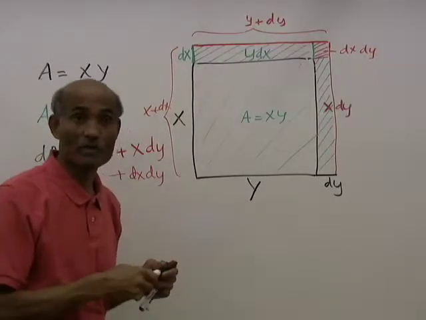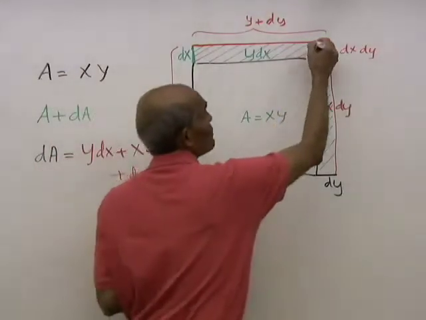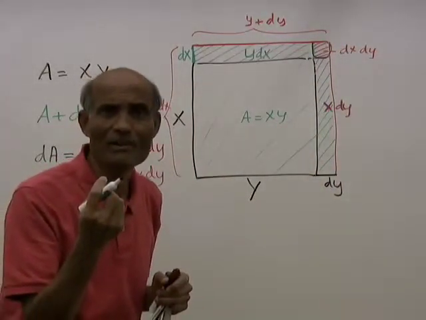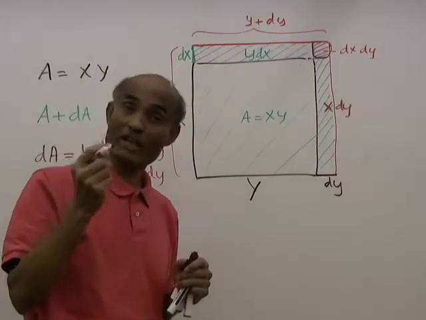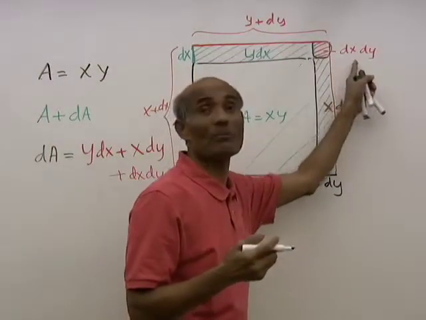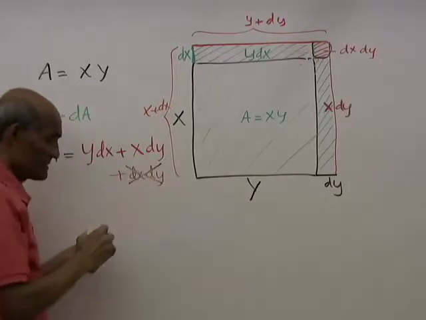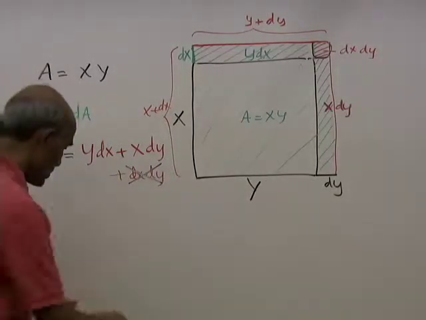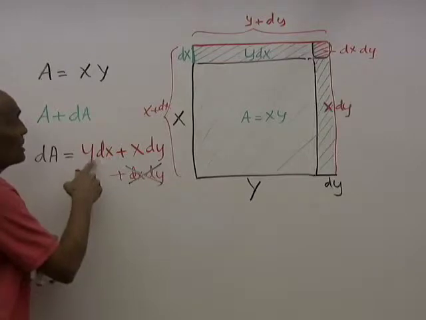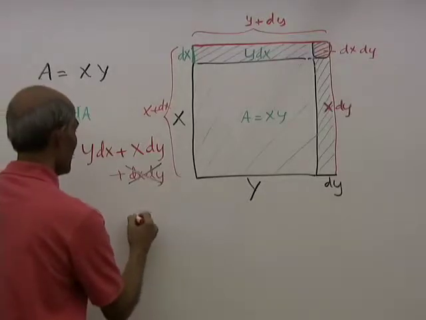Now, in here, I told you that the method we are using is an approximation. When you use the method of approximation, this area is so small. Look at that. dx is a very small increase in the value of x. And dy is, again, a very small increase in the value of y. Therefore, dx multiplied by dy is so small, we can discard it. We can get rid of it. Therefore, we can say approximately, the increase in area is y dx plus x dy. So I'm going to write that here.